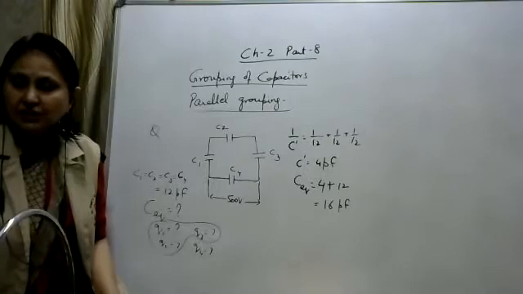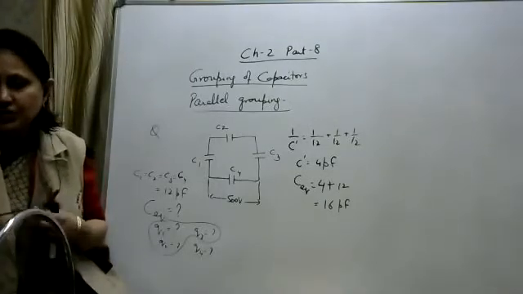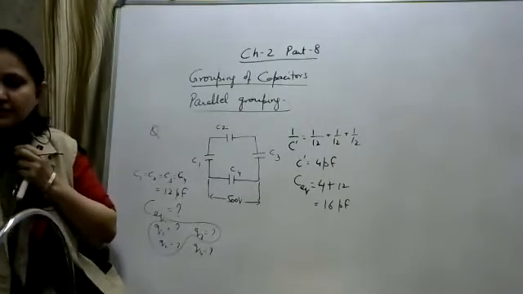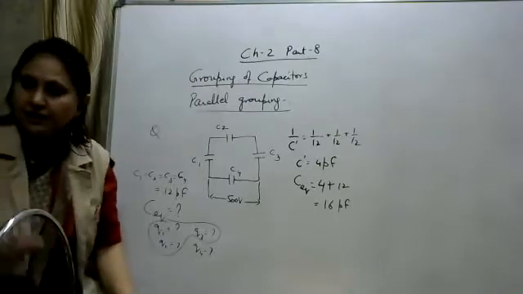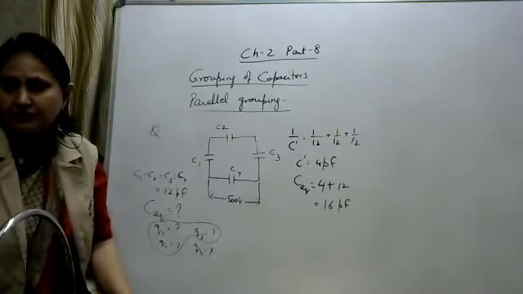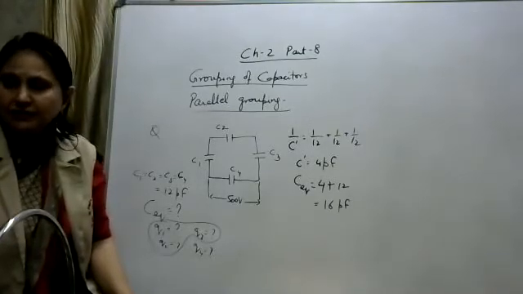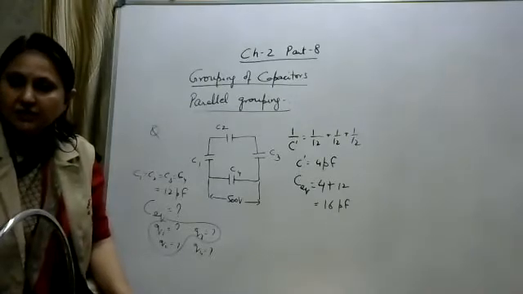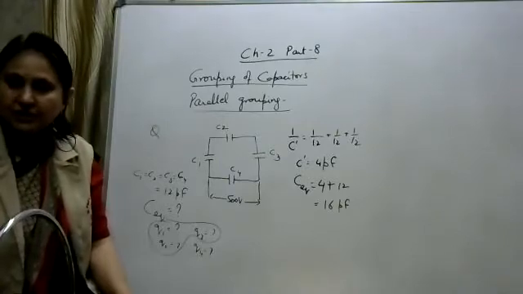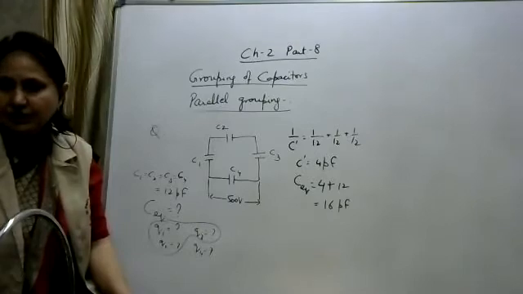The first thing: the charge on each capacitor will be the same, but the total potential difference across all the capacitors will be equal to the sum of the potential differences across each capacitor. Then we found the expression of the equivalent capacitance when they are connected in series: 1 upon CS is equal to 1 upon C1 plus 1 by C2 plus 1 by C3.